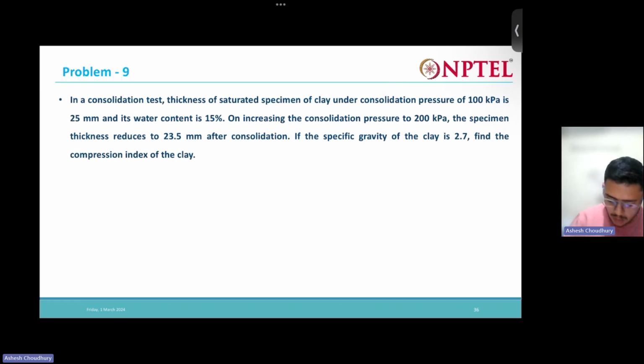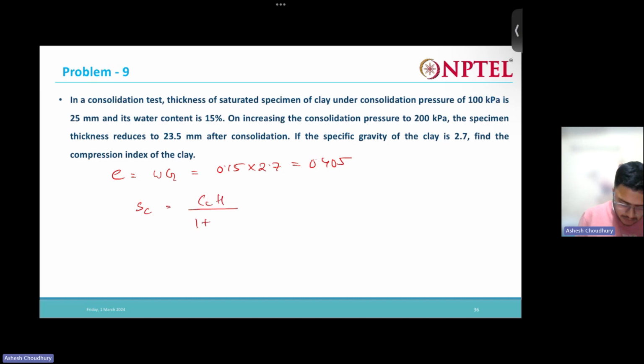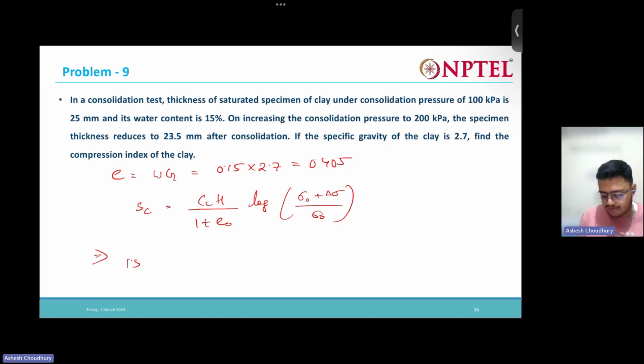See, what will be E? E is nothing but W into G as completely saturated. So W is how much? G is 2.7. So E I can get as 0.405. Now what is settlement? Consolidation settlement. So how much settlement is occurring? 1.5. From 25 it is coming to 23.5. So 1.5.